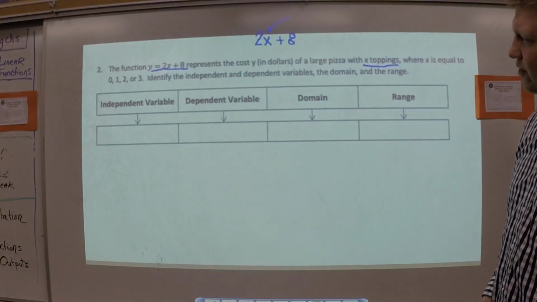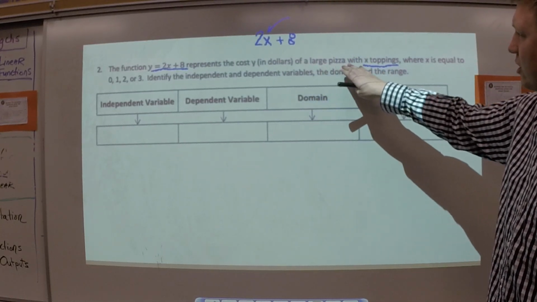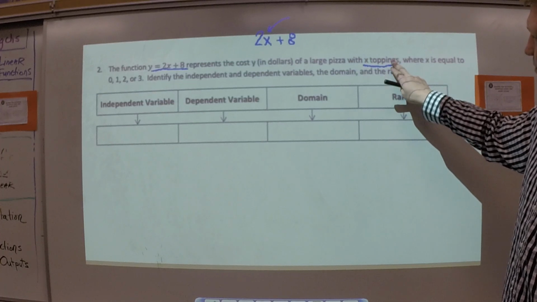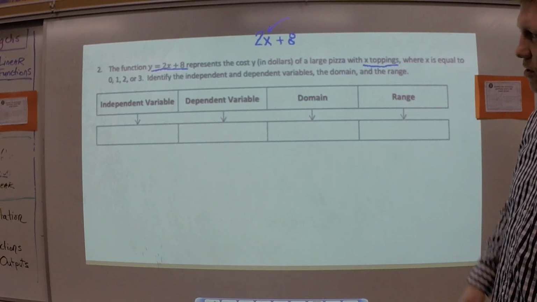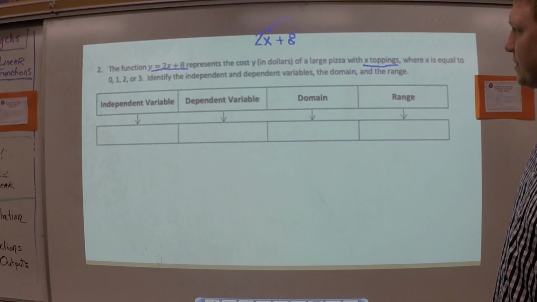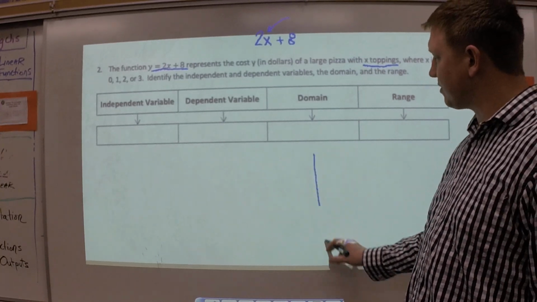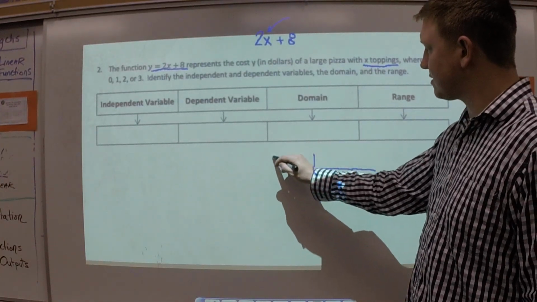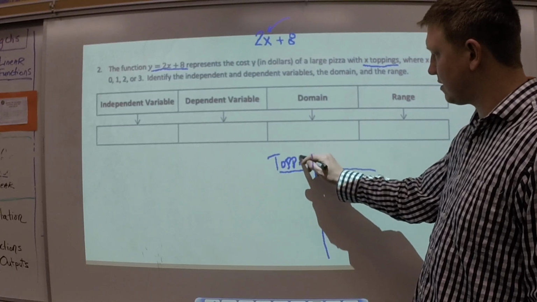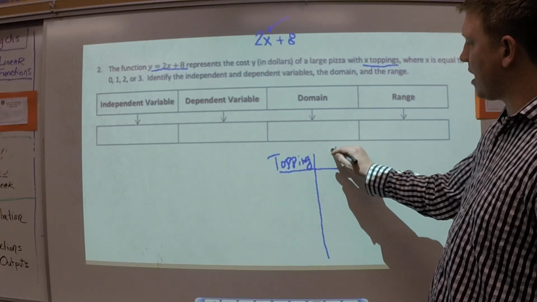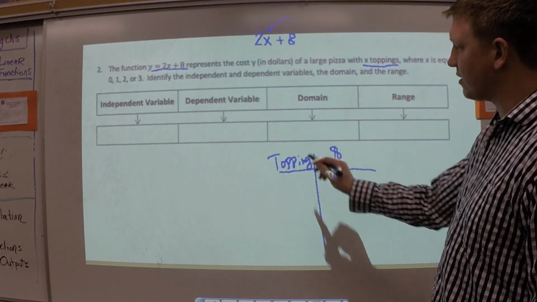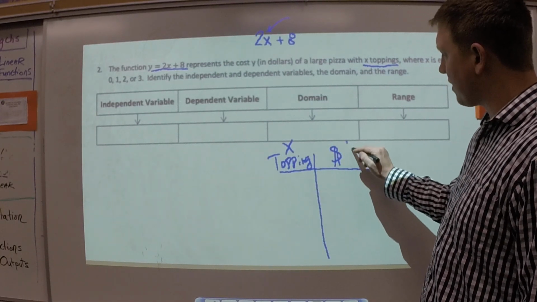You've got to read the whole thing first and go through it, and it says a large pizza with x number of toppings. All right? So maybe 0 toppings, maybe 1 topping, 2 toppings, 3 toppings. You can even make a table of values. If it's toppings right here, toppings and money, those are the two things you care about. This is my x value, this is my y value.